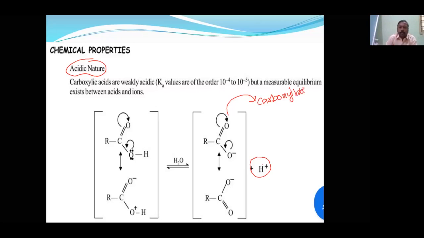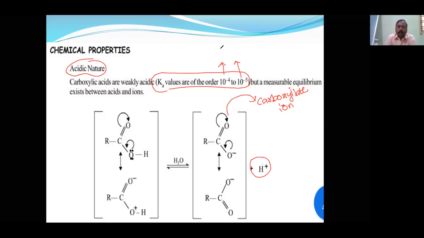Carboxylate ion. Okay. So carboxylate ion is more stable. Therefore, it will try to lose the H plus. But the acidic value, the dissociation constant Ka, will be between 10 to the power of minus 4 to 10 to the power of minus 9 only. Therefore, carboxylic acids are acids, but weak acids.